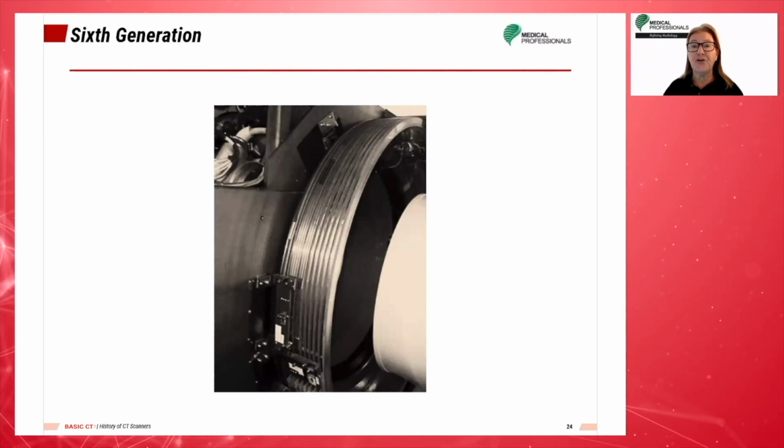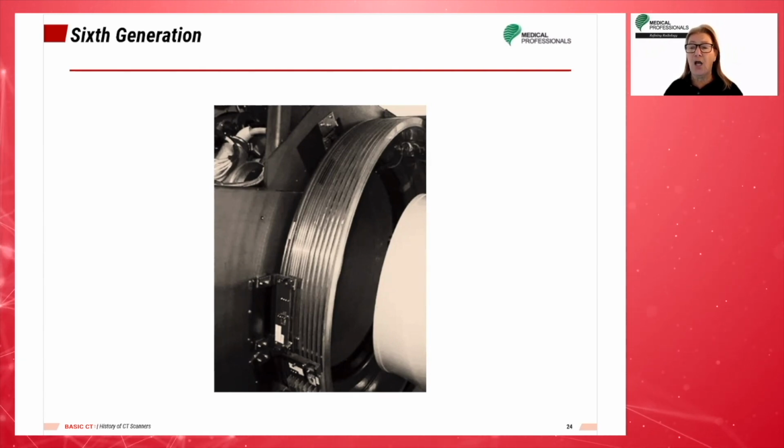Helical scanners were made possible by advances in slip ring connection technology. Consisting of brushes that fit into grooves, slip rings permit the current and voltage to the tube to be supplied while the tube is in continuous rotation. The primary advantage is a shorter scanning time, which allows less contrast media to be used.